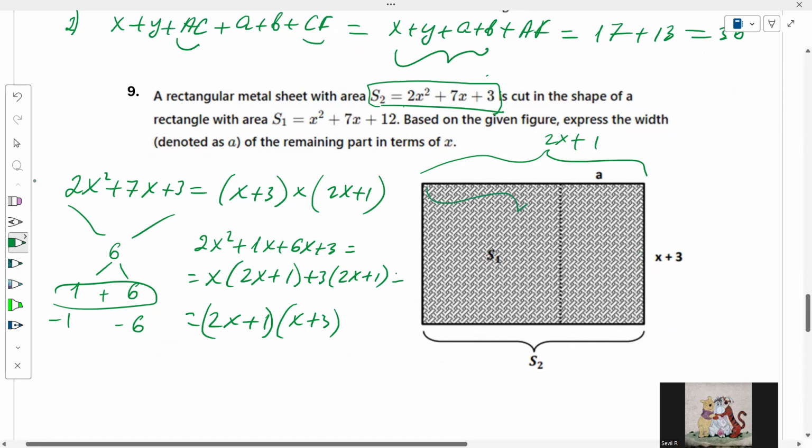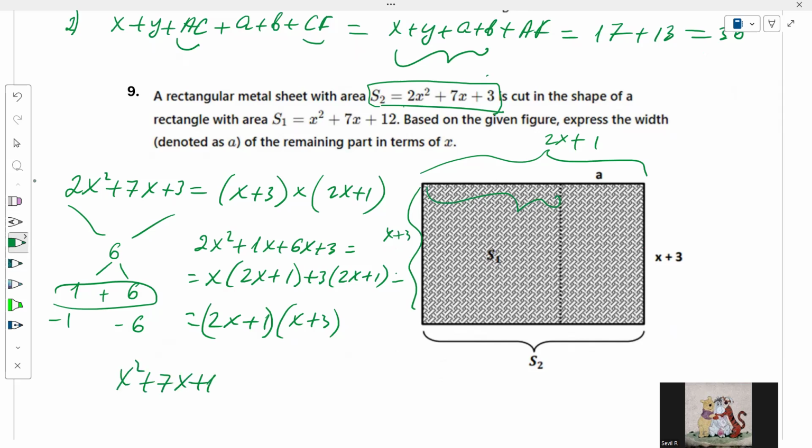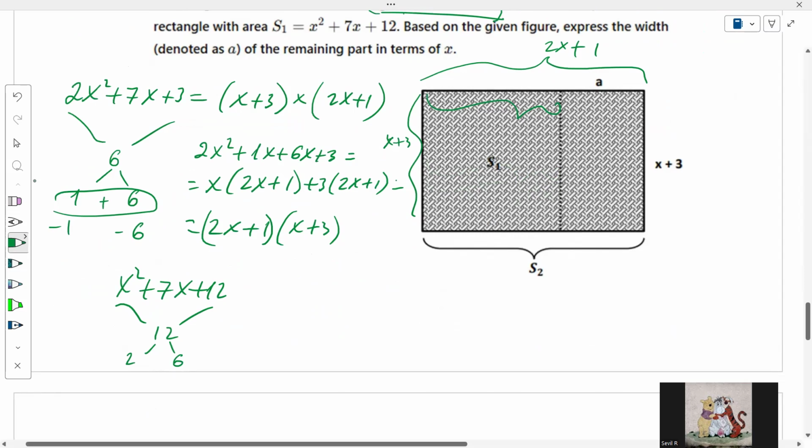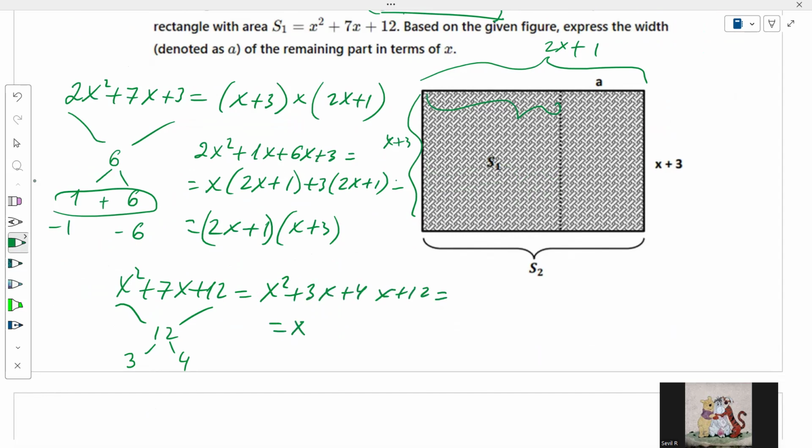Now we have S1. Guys, S1 has the same x plus 3 as a factor. So S1 is x squared plus 7x plus 12. You can pause the video, try to factorize it, okay? You can do it other ways, discriminant doesn't matter. The product is 12. It consists of 2 and 6, or 3 and 4. So let's do 3 and 4, because the sum is 7: x squared plus 3x plus 4x plus 12. It will be x out, x plus 3, and then plus 4 out, x plus 3, x plus 3 out.